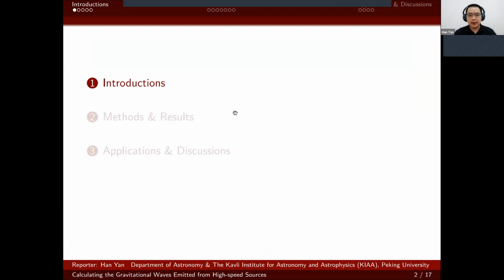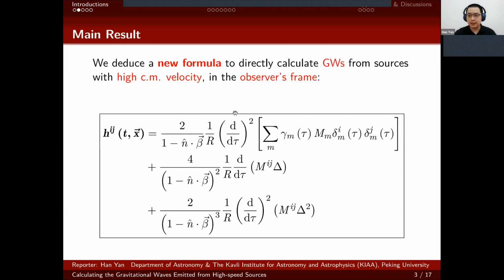My talk will be divided into 3 parts. In the first part, I'll give a brief introduction of the background and motivations of this work. At the beginning, I would like to emphasize that our main result is that we deduce a new formula to directly calculate GW from sources with high center of mass velocity, directly in the observer's frame. This procedure is highly similar to the linear potential in electrodynamics. So the question is, how did we deduce this formula? And most importantly, why did we consider doing this?